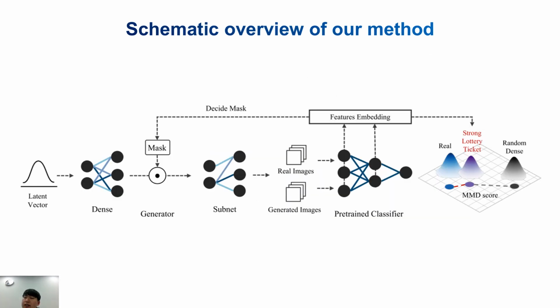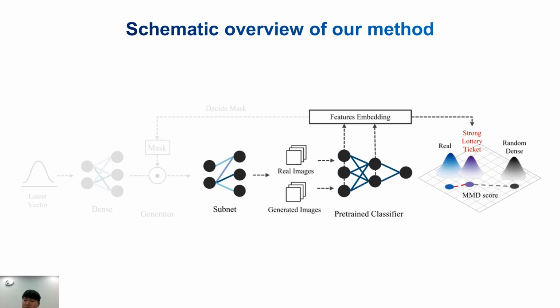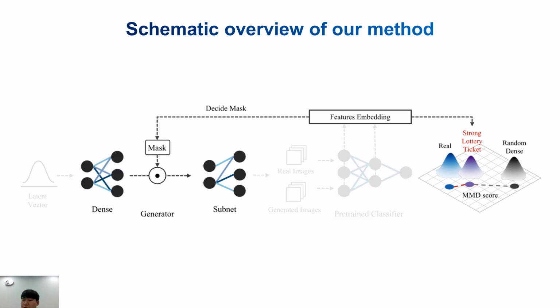In this slide, we show a schematic overview of our method. First, we assign random scores and obtain the arbitrary subnetwork according to scores from the randomly initialized network. And then in the feature embedding space, we optimize the MMD loss to update the scores. So we update the mask via scores.